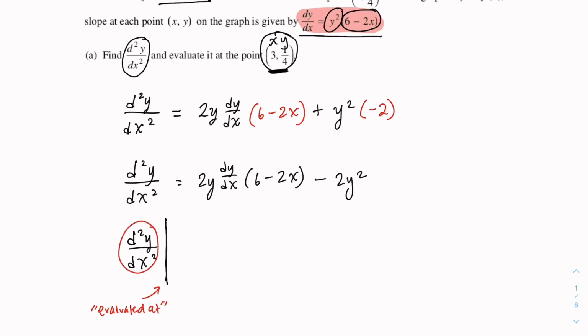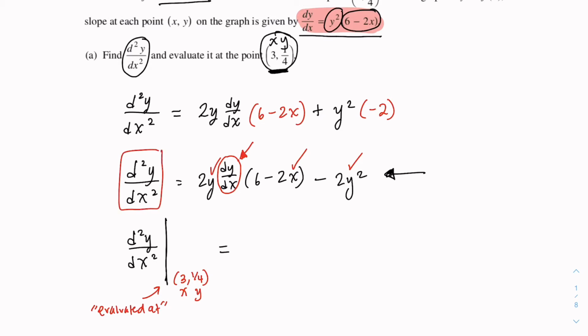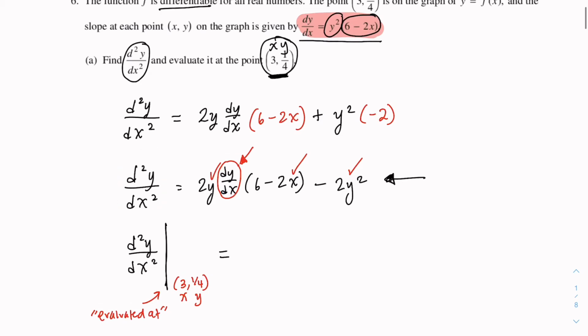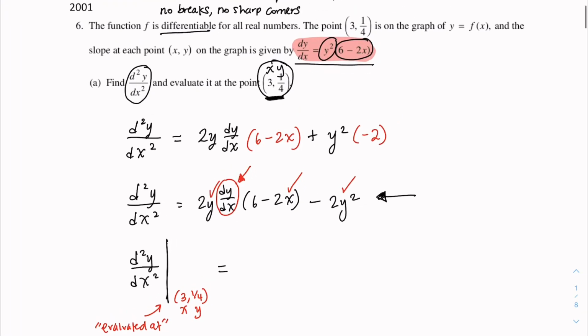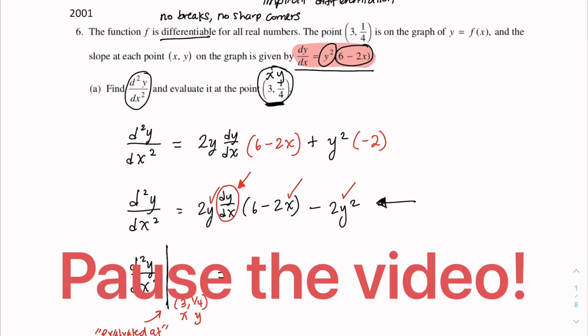So we found the second derivative, but we're going to evaluate it at the point (3, 1/4). This is our x, this is our y. So look at the previous line. Let's see if we have everything that we need. I know that y is going to be 1/4. I know x will be 3. And here I'll plug in y to be 1/4. The question, though, is what is dy/dx? I need to plug in something here so that I can get an actual answer for the second derivative. I want you to look carefully at the problem and see if you can figure out what to do with dy/dx.